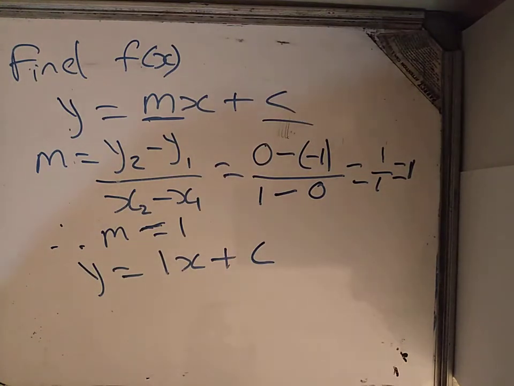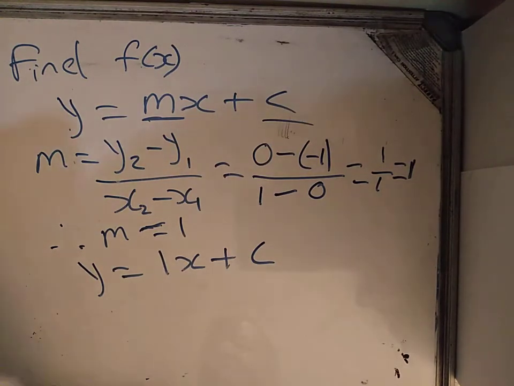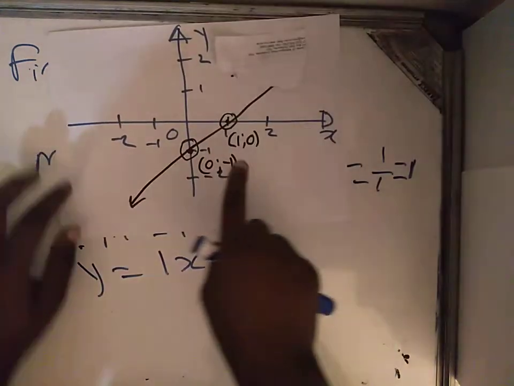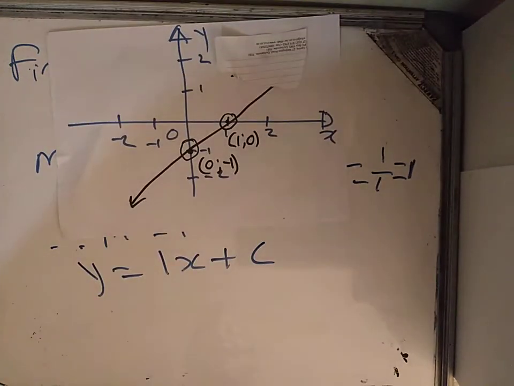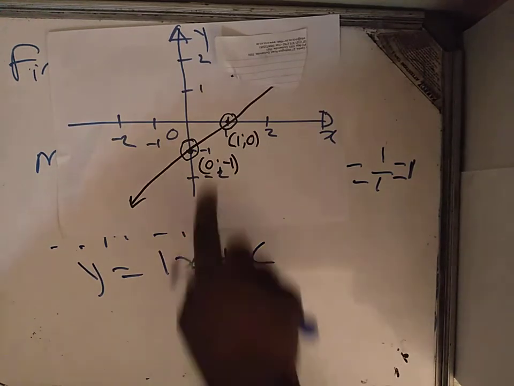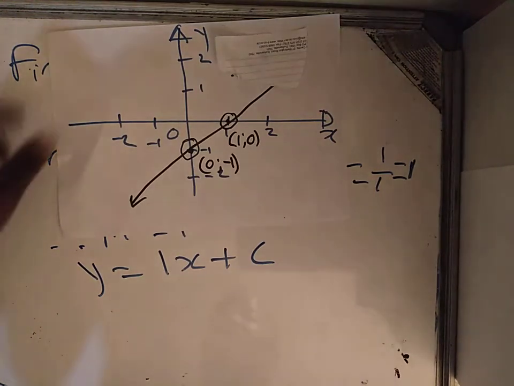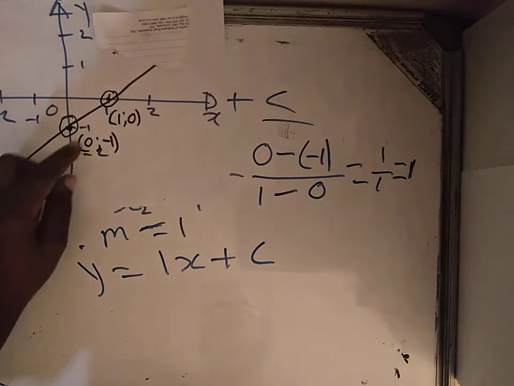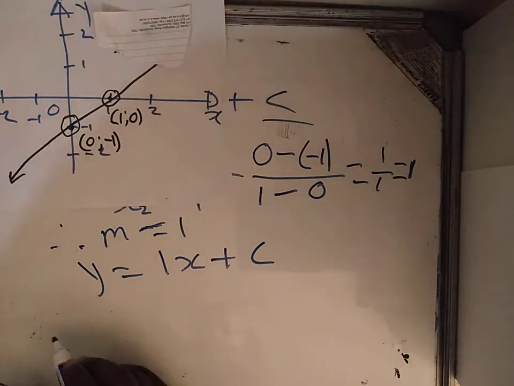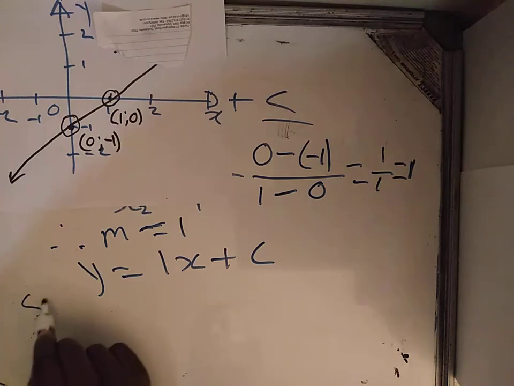So how are we going to find c? In order to find c, we are going to pick any point, as long as that point lies on the line. We can pick this point or we can pick this point, it doesn't matter. And then we're going to substitute it into this equation, and then we'll find the value of c. Now let's try and do that. Let's pick this point.